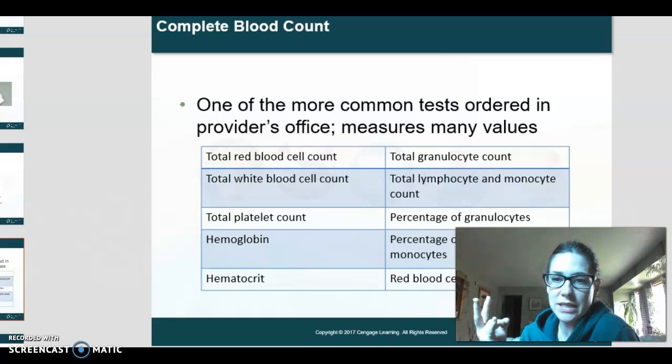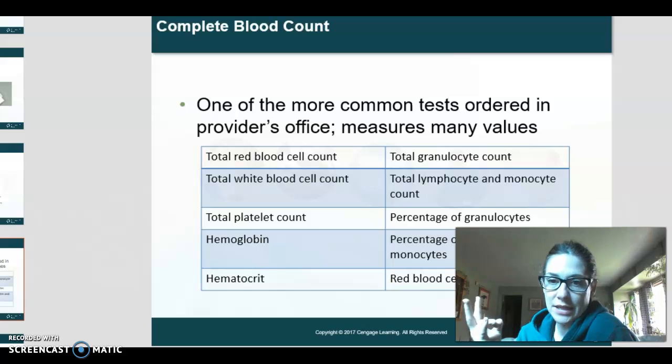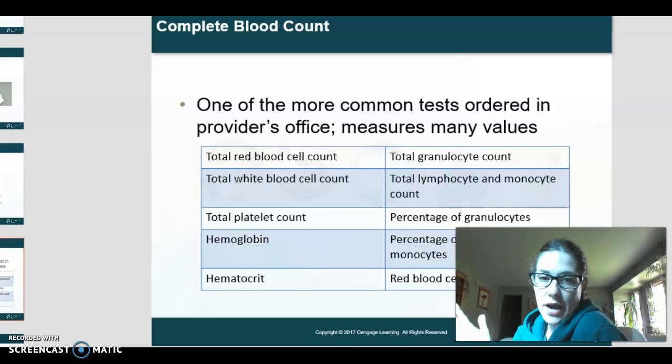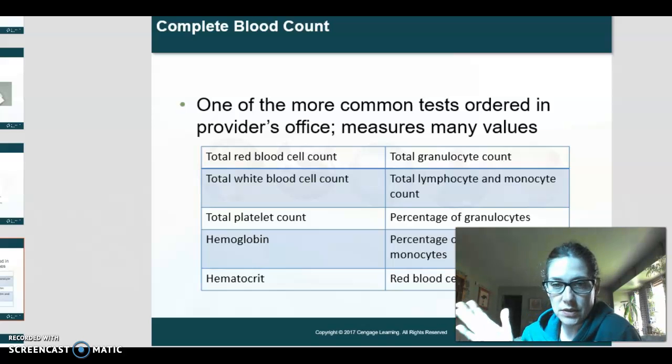What are some of the indices and the analytes that are in a complete blood count, commonly known as a CBC? It's a very routine blood work order. It can tell a lot of things. It can tell a physician or a provider your total RBCs, the total white blood counts, your platelets, hemoglobin, and hematocrit. Why are those all important?